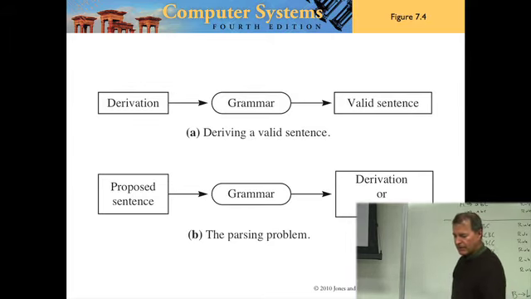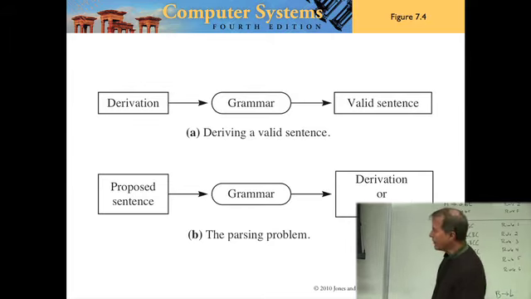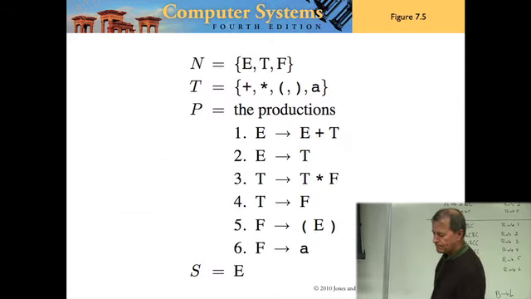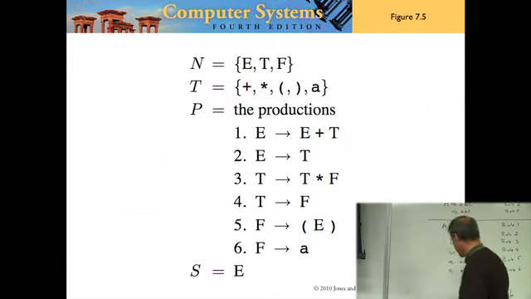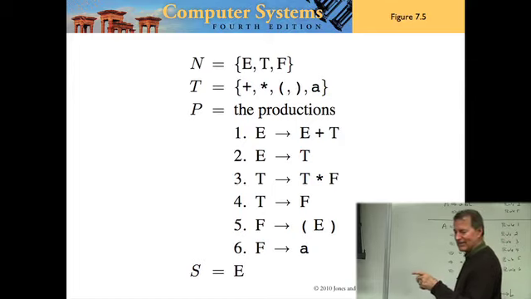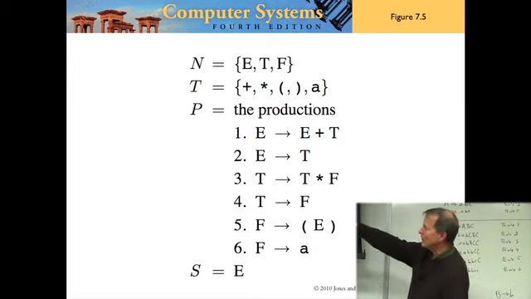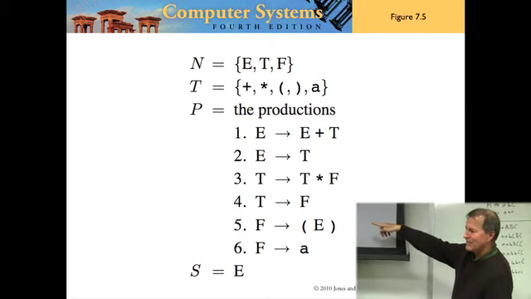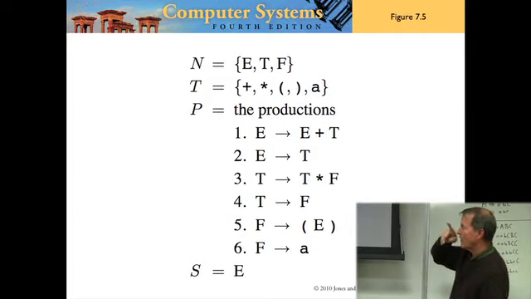Here's a grammar for expressions. Do you remember what an expression is from formal methods? It's either a constant or a variable, and then if E is an expression, then parentheses around the expression is also an expression. That's rule 5. Are you with me? And then what was another one?